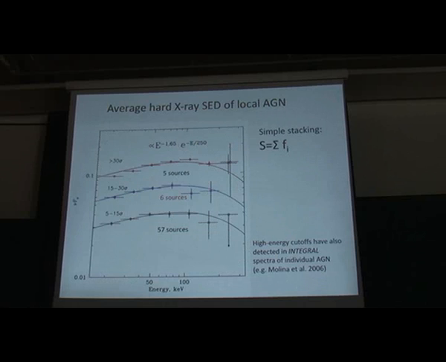Then we studied the energy spectrum of AGNs, and we did it in several ways. One way is very simple: just to stack all sources in some flux bins, in order not to introduce any additional noise. We simply stacked sources which have more sigma in detections, which have more photons in our sample, then less and less photons. And we see that in all the samples there is at least a hint of a high energy cutoff in the spectrum.